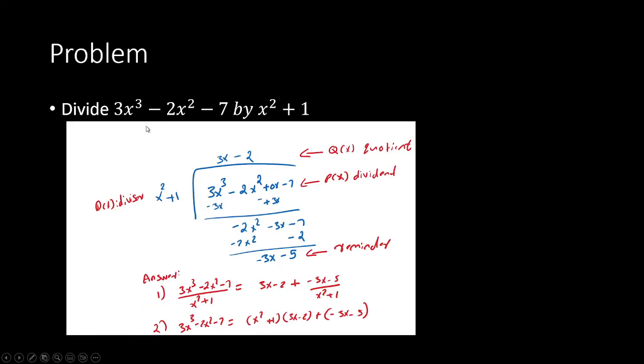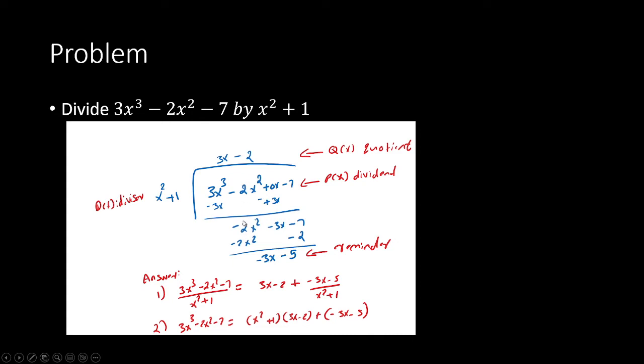So you have this problem: 3x cubed minus 2x squared minus 7 divided by x squared plus 1. We look at what number we could multiply the divisor by to get 3x cubed. So 3x times x squared is 3x cubed. Then 3x times 1 is 3x, and there's no x term in the dividend, so we put a 0 there.